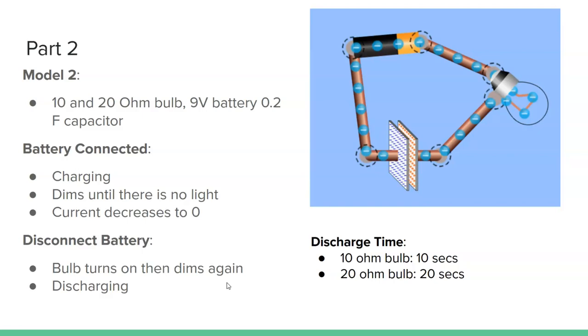Whenever you disconnect the battery and then reconnect the circuit without the battery, the bulb turns on and then dims again, and that's when the capacitor is discharging. So for the 10 ohm bulb, the capacitor takes around 10 seconds to discharge, and then for the 20 ohm bulb, it takes around 20 seconds to discharge.